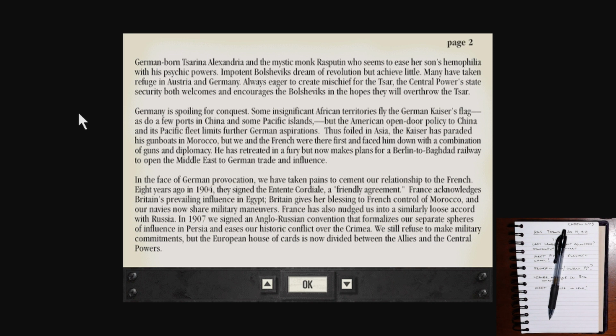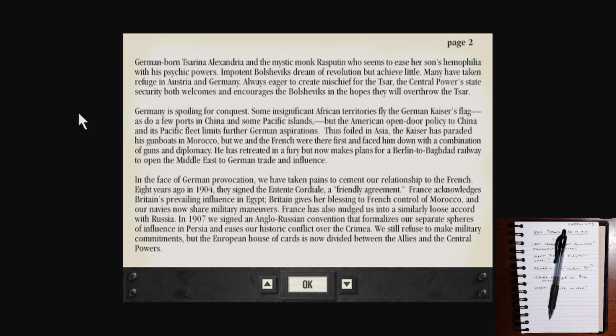Some insignificant African territories fly the German Kaiser's flag, as do a few ports in China and some Pacific islands, but the American open-door policy to China and its Pacific fleet limits further German aspirations. Thus foiled in Asia, the Kaiser has paraded his gunboats in Morocco, but we and the French were there first and faced him down with a combination of guns and diplomacy. He has retreated in a fury, but now makes plans for a Berlin to Baghdad railway to open the Middle East to German trade and influence.